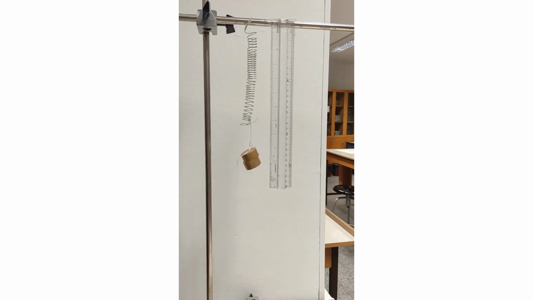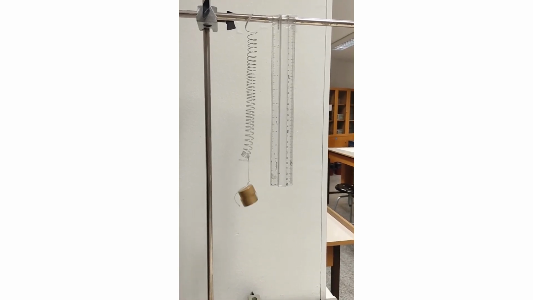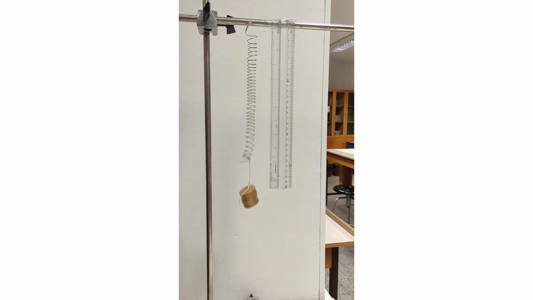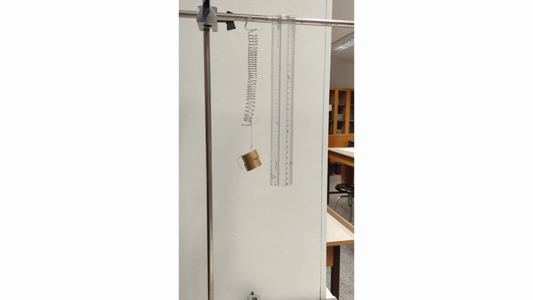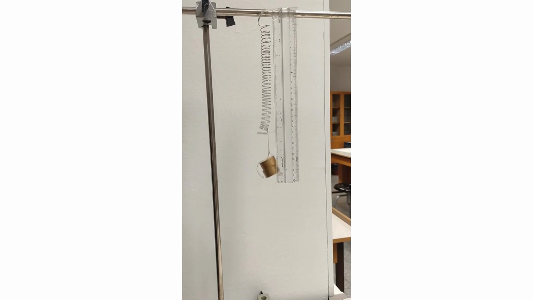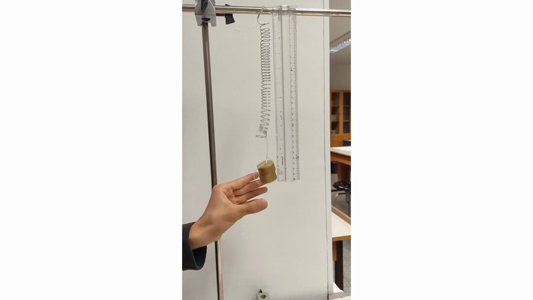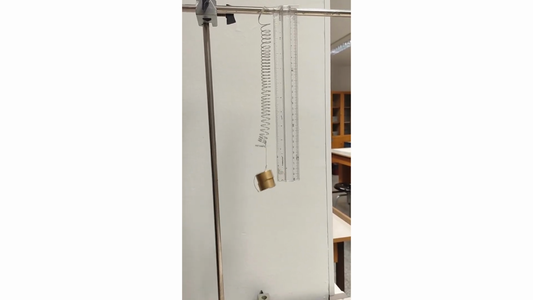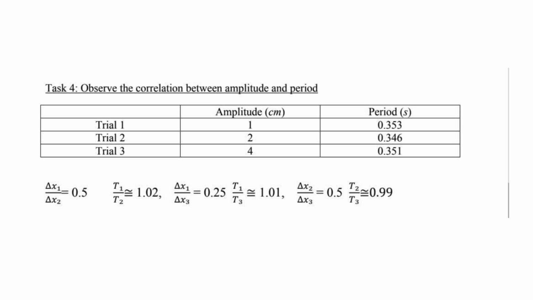In task 4, I investigated the correlation between period and amplitude. I pulled the spring down 1, 2 and 4 centimeters and calculated the period. Once again, because of some technical issues, I wasn't able to upload the video where I pulled spring 1 centimeter down, so I apologize for that. By the results I got, I saw the amplitude does not have an effect on period, just as you can see in the task 4 table.